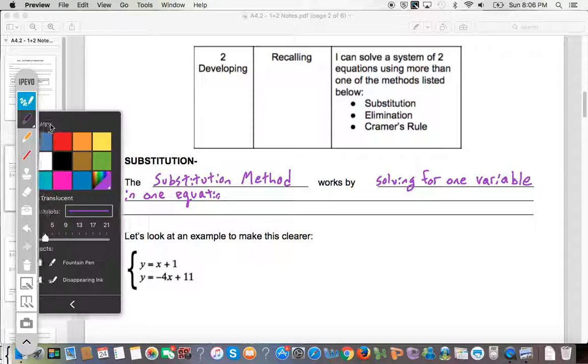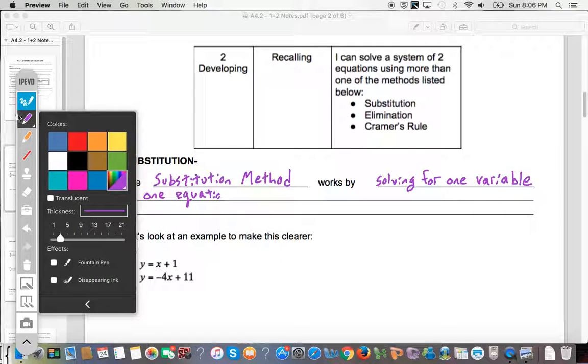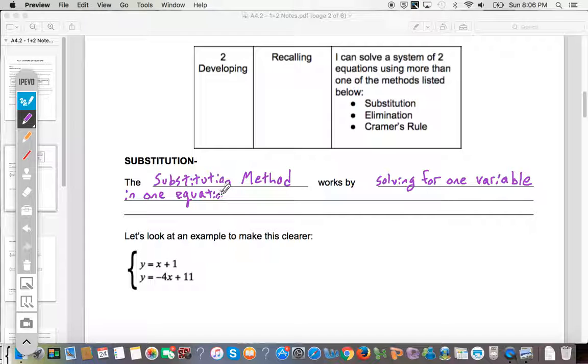and then plugging whatever that variable equals into our other equation.